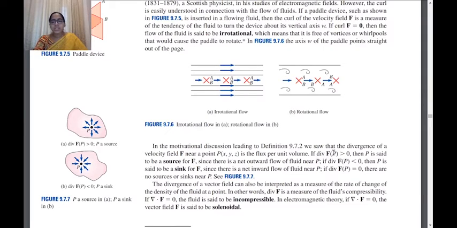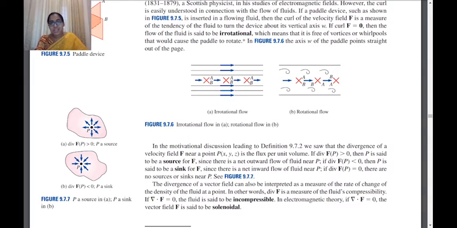If the divergence of F at P is greater than 0, then we say that at point P the velocity field has a source. Because if the divergence is greater than 0, there is some flux at that point, that is, there is some flow of liquid through that surface at that particular point. So we say that there is a net outward flow of fluid near the point P, and that is called the source.